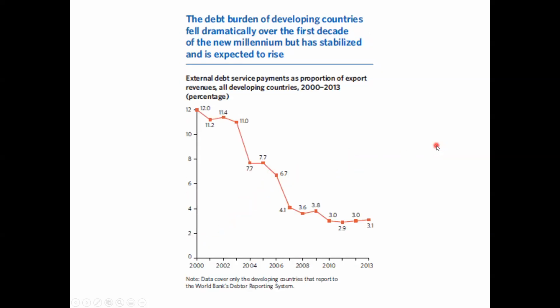The debt burden of developing countries fell dramatically over the first decade of the new millennium, but it stabilizes and is expected to rise. So external debt service payments, as a proportion of export revenues, all developing countries. So yeah, we do see a huge decrease around here, but that's still a lot of money going towards debt service that could be used for development, for just programs to help people.